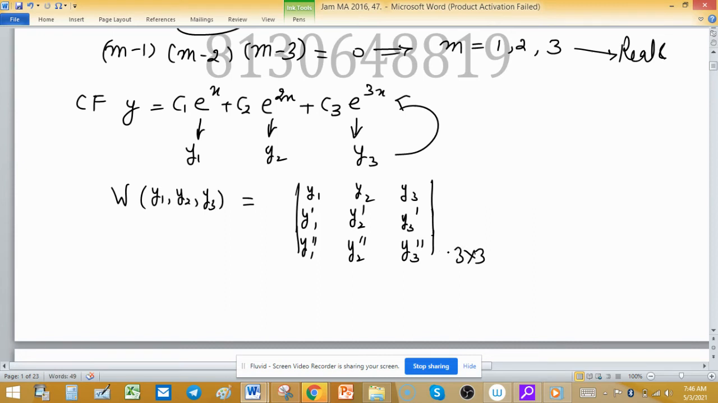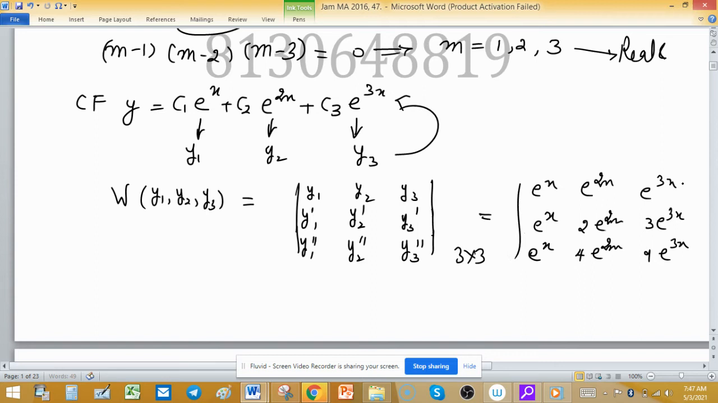Always we have the Wronskian as a square determinant. So now put in these values. y1, y2, y3 are e^x, e^(2x), e^(3x), and their respective derivatives are e^x, 2e^(2x), 3e^(3x). Their second derivatives are e^x, 4e^(2x) and 9e^(3x). This is the determinant.